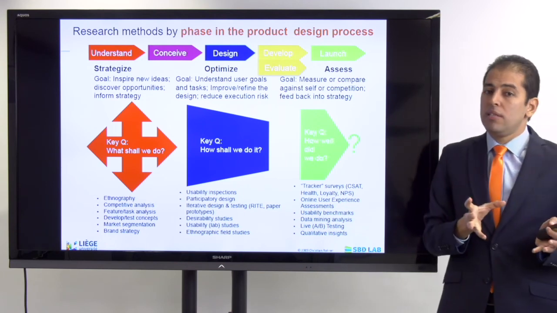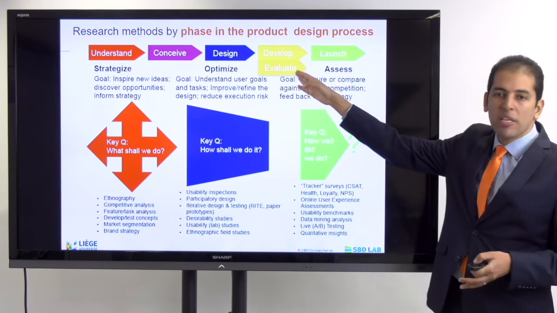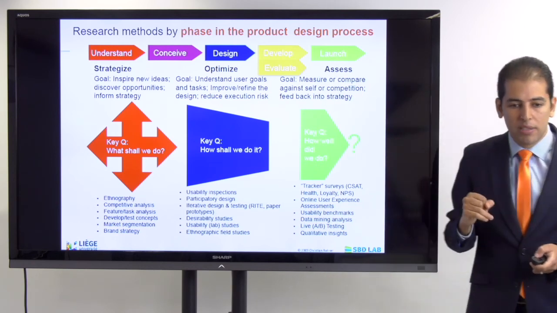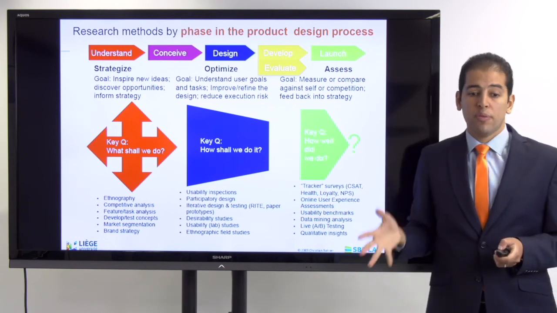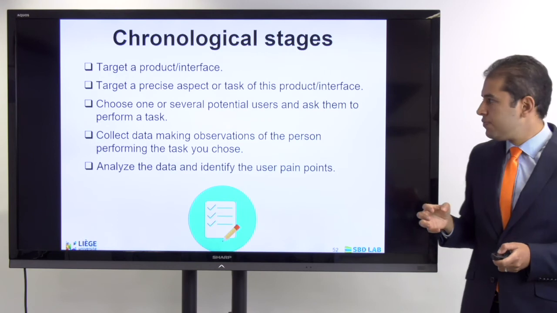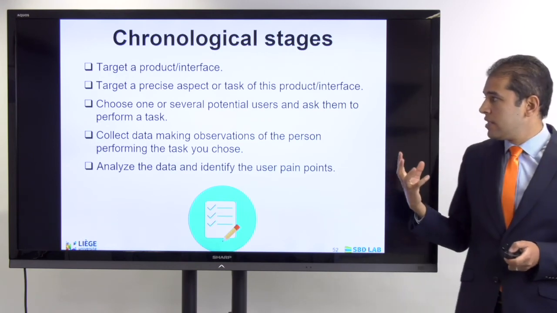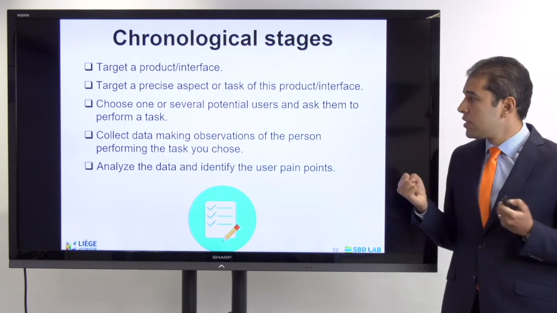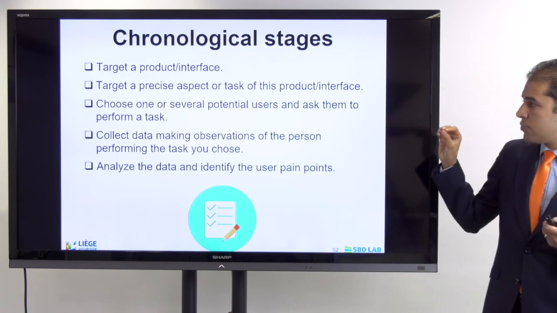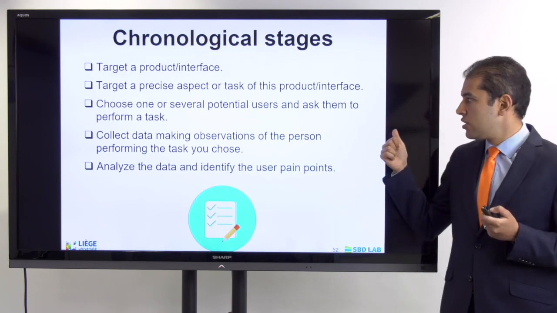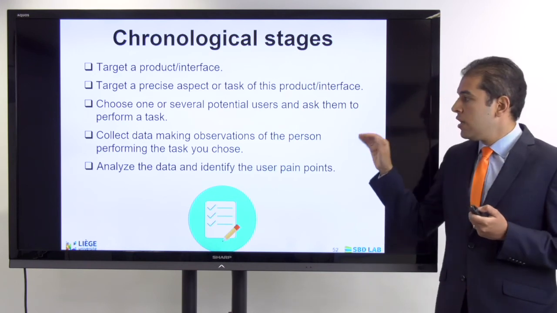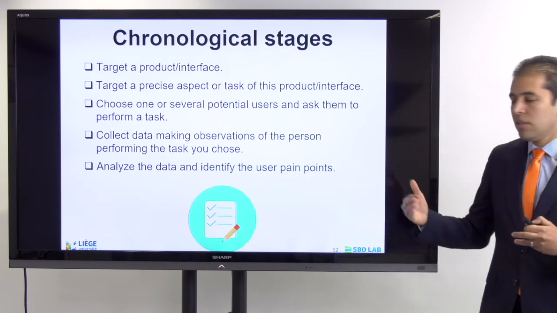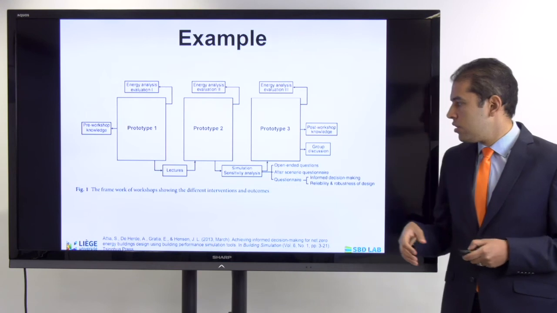If you are doing usability testing that is summative, then you do it mainly for evaluation, and then you are looking for other aspects. So this is a very important slide to look at to establish your approach to usability testing from a theoretical point of view. Chronologically, when you do usability testing, you will target a product or an interface or a prototype or a design or a building, target a precise aspect of the task for this product, choose one or several potential users and ask them to perform a task. You will collect the data, making your observation of the person performing the task, and then you start analyzing and identifying the user pain points or issues.